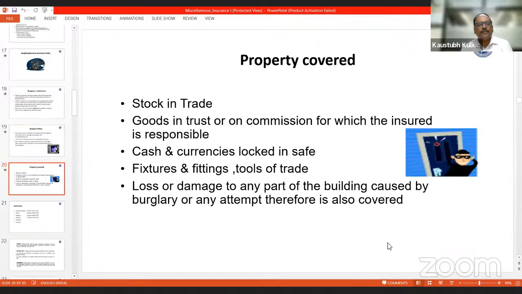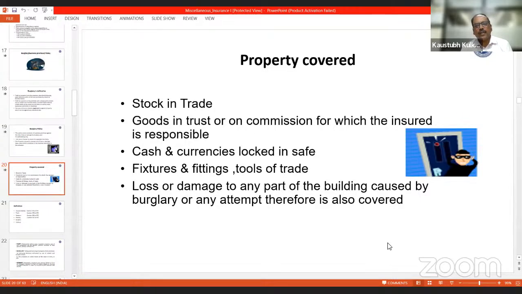What are the properties covered? Yes, the basic property the insured wants to cover is stock in trade. Apart from the stock, the other properties which can be covered by the insured are goods in trust or on commission for which the insured is responsible. Now, what are goods in trust or on commission or on job work? A simple example: when you give clothes to a tailor and the tailor gives you ready-made shirt and pant after stitching, whatever goods you have given to the tailor are in trust or on commission or on job work with the tailor.